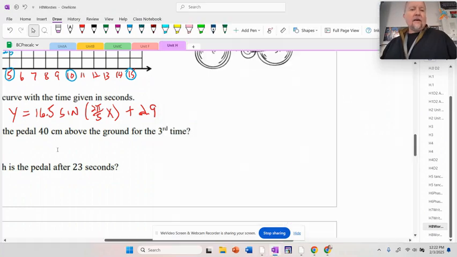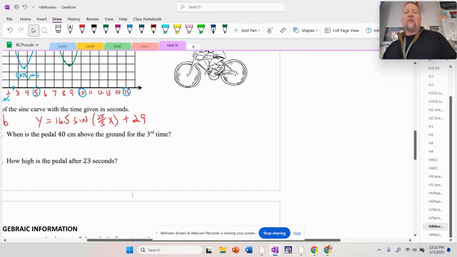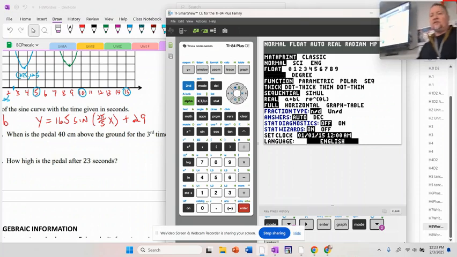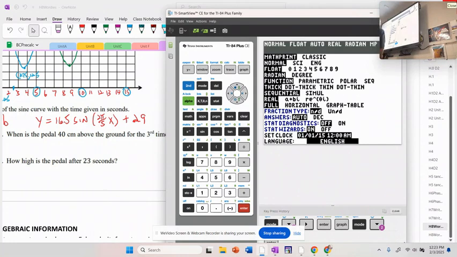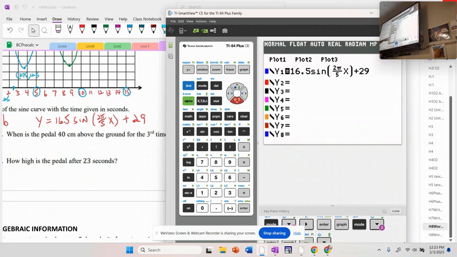Okay, and then when is the pedal 40 centimeters above the ground the third time? So I'm going to go to this. I'll turn this so you know I'm pressing buttons here. Maybe you can hear me, maybe not. But that's pretty easy. Graph. When is the pedal 40? That's y equals, so I have to put 40. You have to do this with a graphing calculator right now.